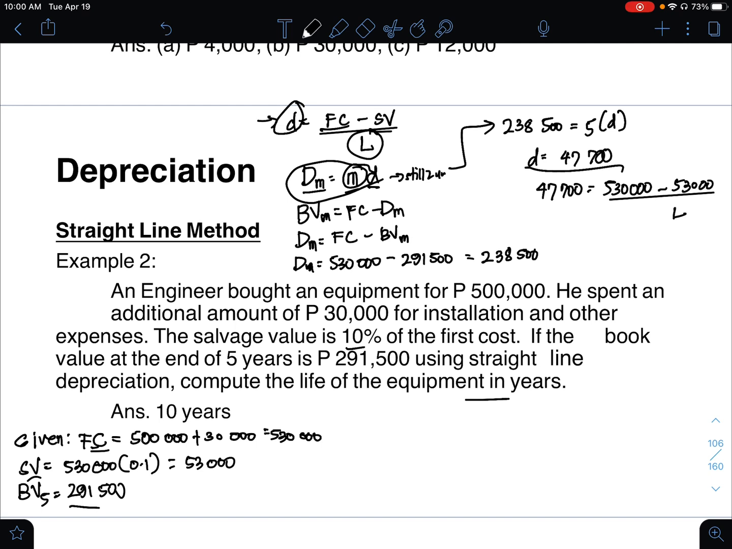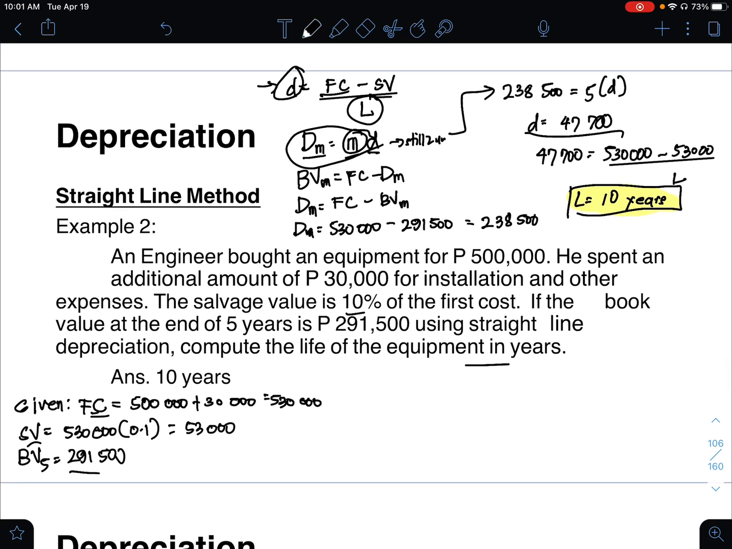So using our calculators, 530,000 minus 53,000 divided by 47,700, that is L, which is equivalent to 10 years. This is your final answer. Right? So in problems like this, we need to know how to manipulate variables. It is a very important skill in engineering economy.